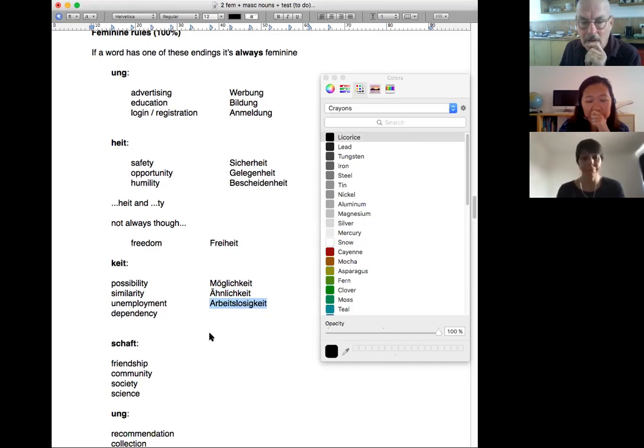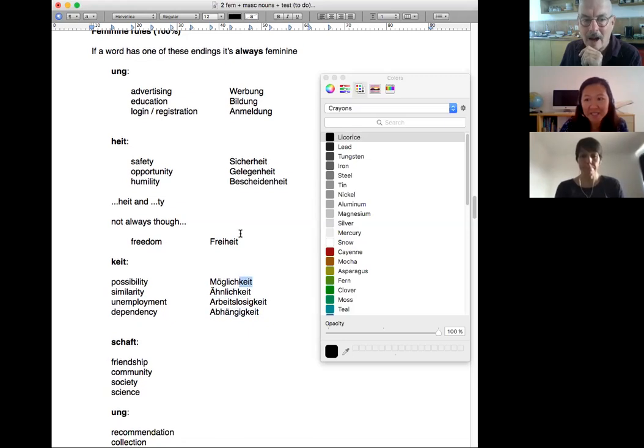Arbeitslosigkeit. Dependency? They're quite sophisticated words, huh? Abhängigkeit. Okay. So the point being, keit, it's feminine. If it's keit, it's feminine. Height and keit, easy to remember, yeah?